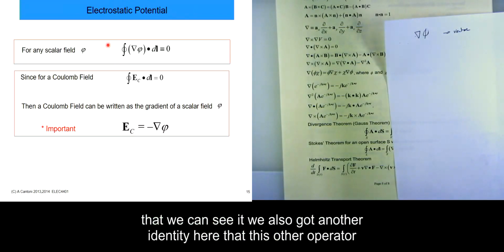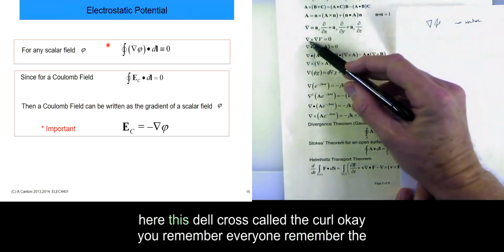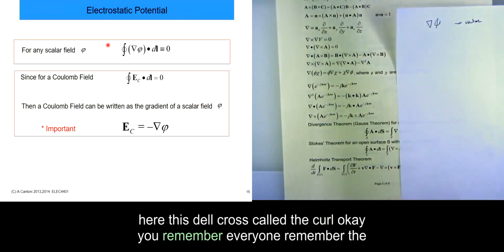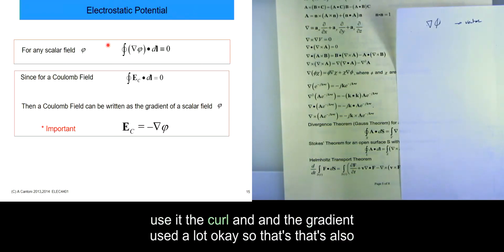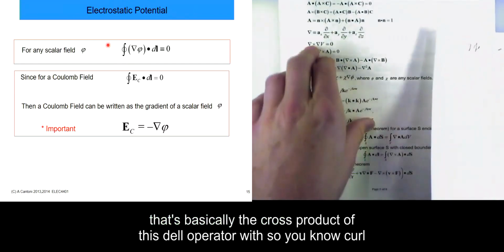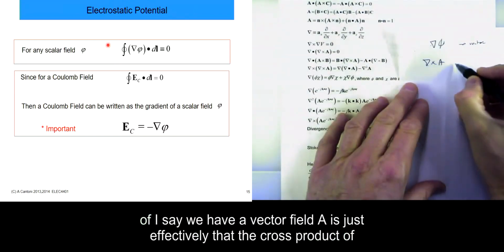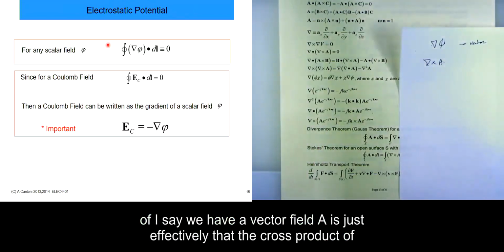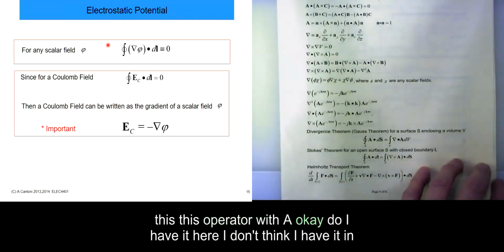We also have another identity here, this other operator, del cross, called the curl. Does everyone remember the curl of a field? No? You better, you're going to use it. The curl and the gradient are used a lot. Say we have a vector field A, the curl of A is effectively the cross product of this del operator with A.